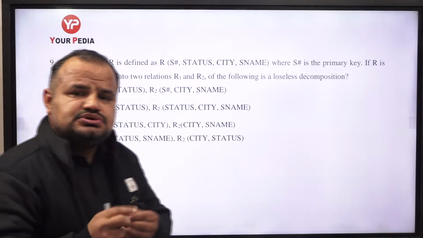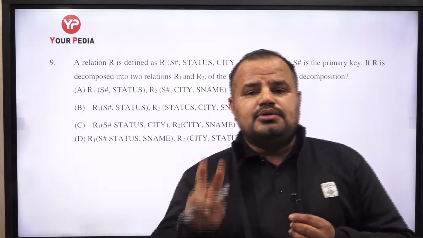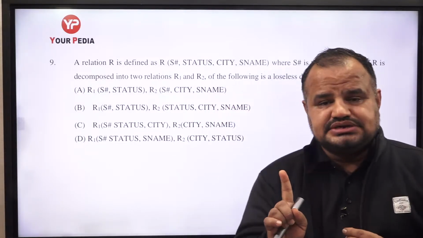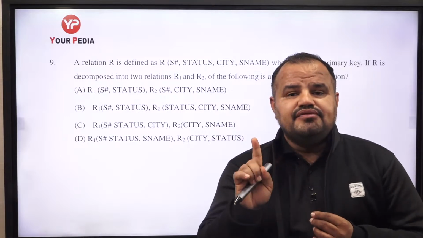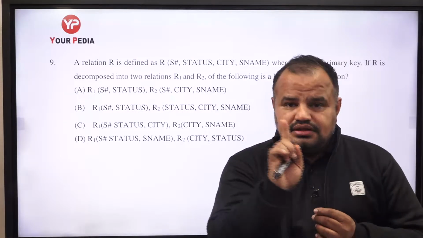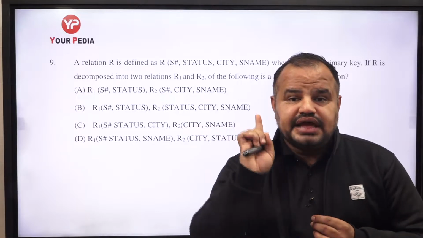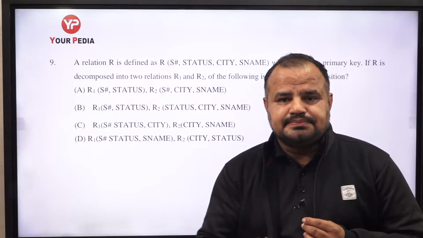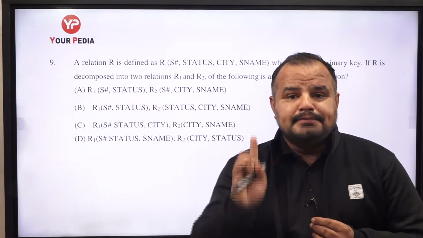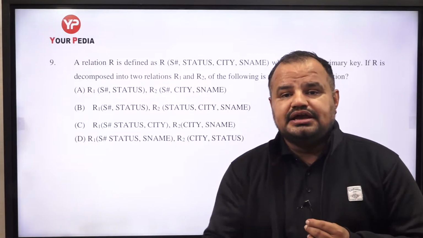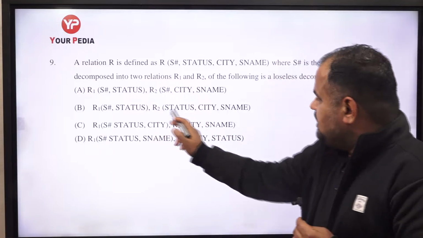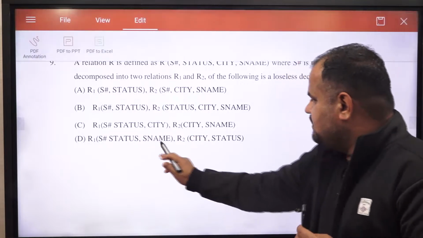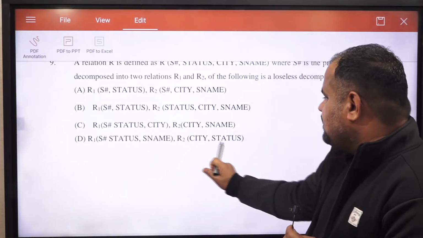Now keep in mind, my dear students, whenever we talk about decomposition, when can we say the decomposition is lossless? First of all, when you union the attributes of the sub relations, that should be equivalent to the original relation's attributes. That is the first condition. Moving towards the second condition, there must be a common attribute between the decomposition. Now see, here the common attribute is status. In option C the common attribute is city. In the D option the common attribute is again status.